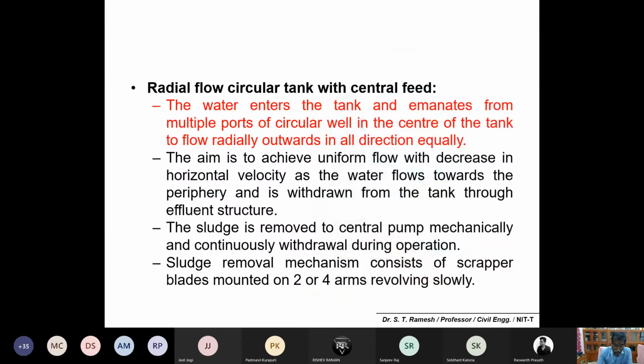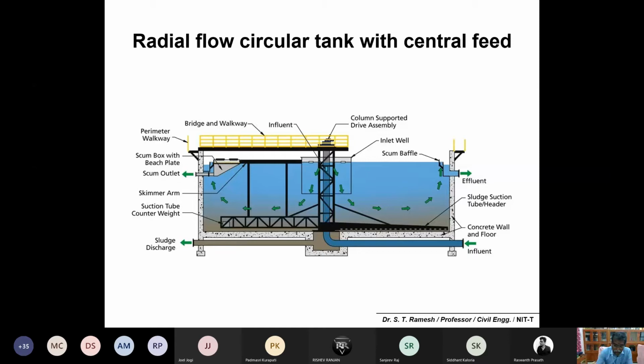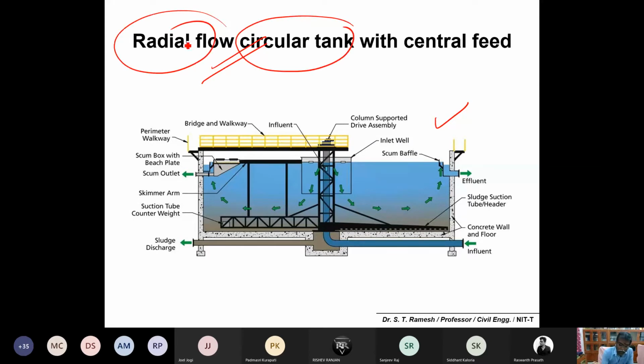Now the second one is radial flow, only the flow direction differs. The flow enters the tank and emanates from multiple ports of a circular well in the center of the tank, flowing radially outward in all directions. Please remember, this is possible in rectangular or circular tanks, circular tanks with radial flow and central feed. Now you can understand better. You allow the water in at the center, and water will be distributed something like this.